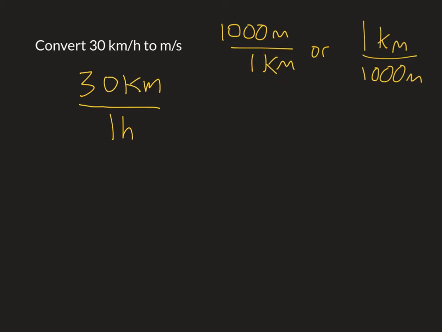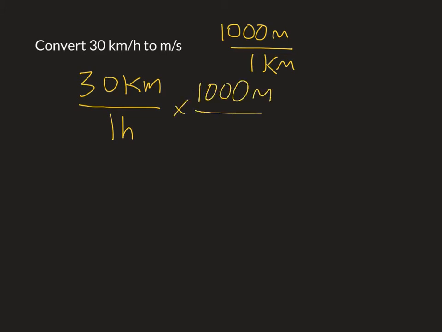Remember, I talked about this in the video. We want our kilometers to cancel out. All right, so what I'm going to do in my problem here is, I'll just get rid of this guy. What I'm going to do in my problem is I'm going to take this 30 kilometers per hour, and I'm going to multiply by 1,000 meters over 1 kilometer, right? And when I do that, I go 30 times 1,000 divided by 1.